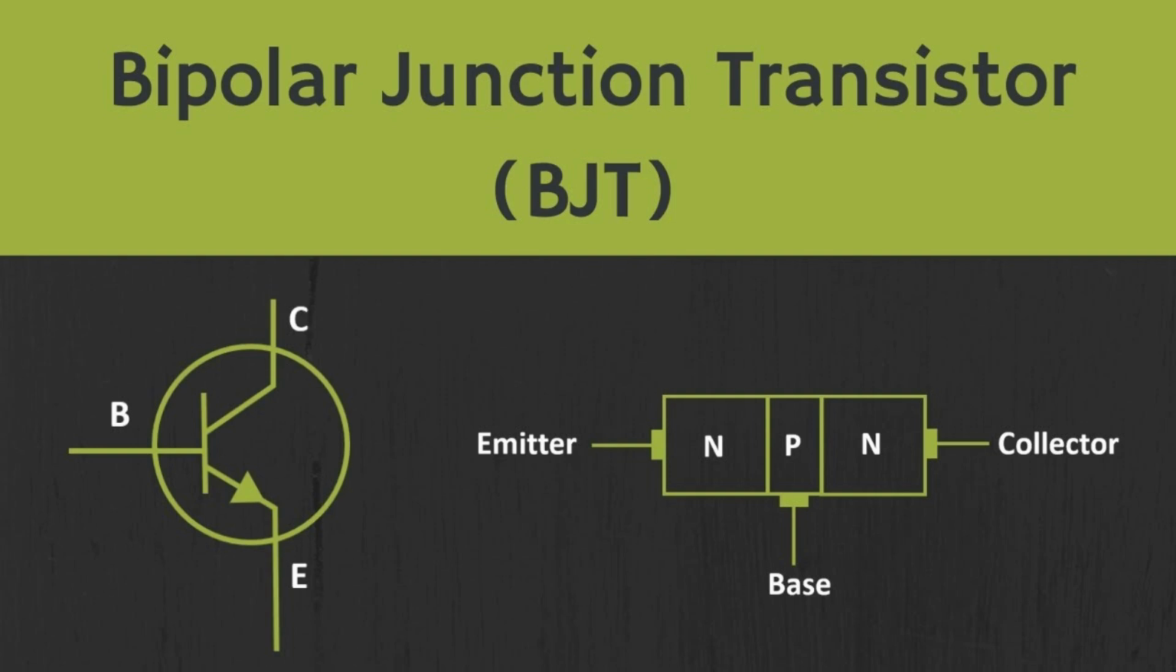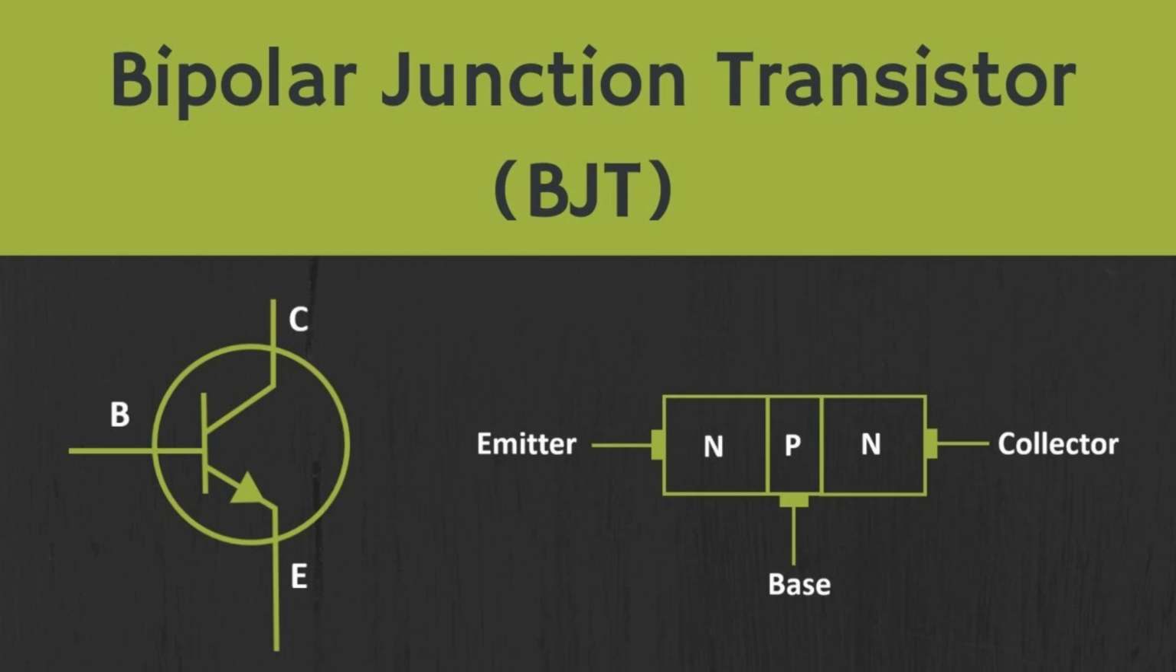Types of BJT structures. There are two types of BJTs based on the arrangement of semiconductor layers. NPN transistor. Layers: N-type emitter, P-type base, N-type collector. Conventional current flows from collector to emitter. Electrons are the majority charge carriers. PNP transistor. Layers: P-type emitter, N-type base, P-type collector. Current flows from emitter to collector. Holes are the majority charge carriers.